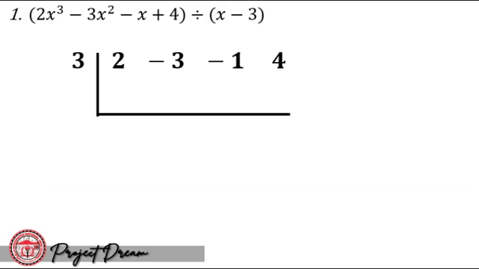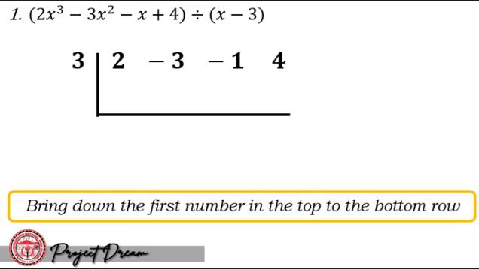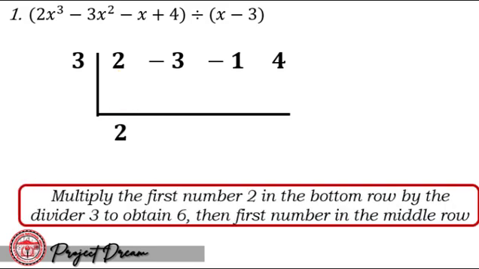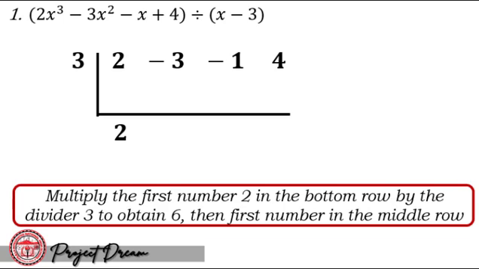Next, bring down the first number in the top to the bottom row. Isusulat natin or dadalhin natin sa ibaba yung 2. And the next step, multiply the first number 2 in the bottom row by the divider 3 to obtain 6. So 3 times 2 is equal to 6. At ang 6 po ay isusulat natin sa katapat ng negative 3.